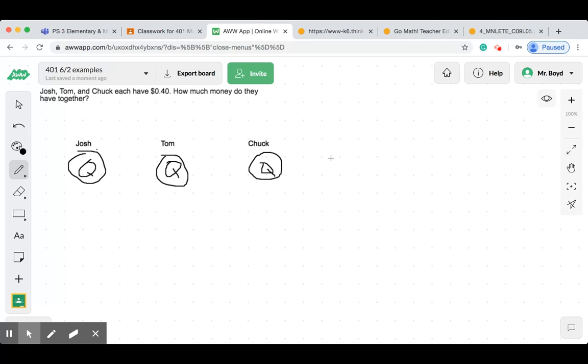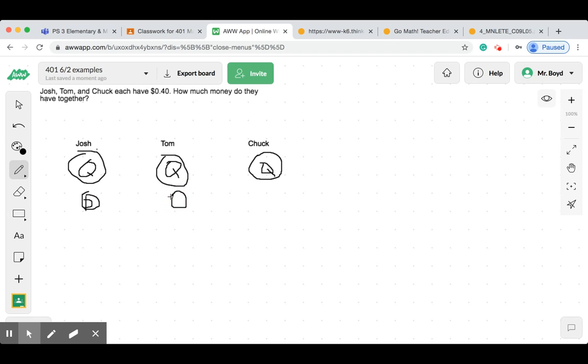So far we have 25 cents, and I have 15 cents left. So I have to think about how to get 15 cents. Well, I know that a dime is 10 cents and a nickel is 5 cents. So I could use a dime and a nickel. So I'm going to draw my dime for each one of them.